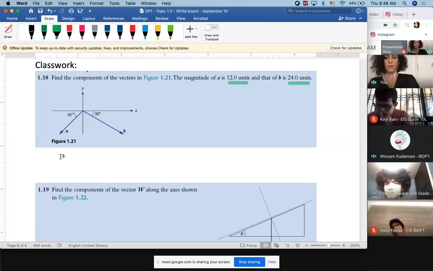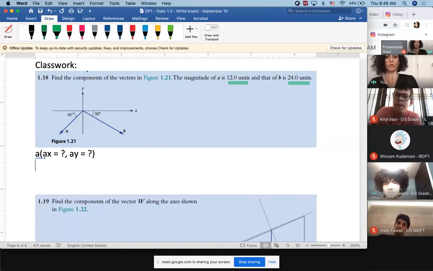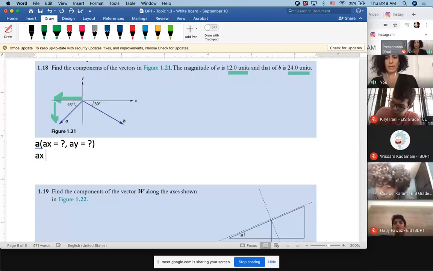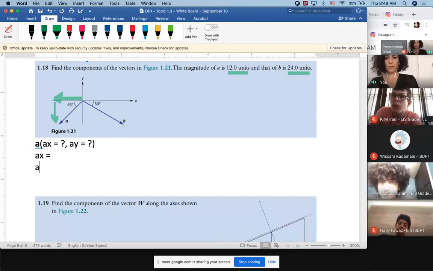All right. So for the vector A, I need to find AX, small AX question mark, and that's the job of Sharbel, and small AY question mark. Can you try to do that? Maybe I can help you out by showing you that this is AX and this is AY. So maybe start by stating that AX is equal to negative or positive. Think about it. AY is, yes.